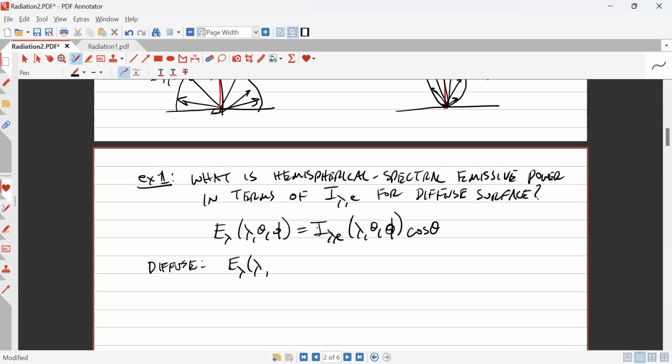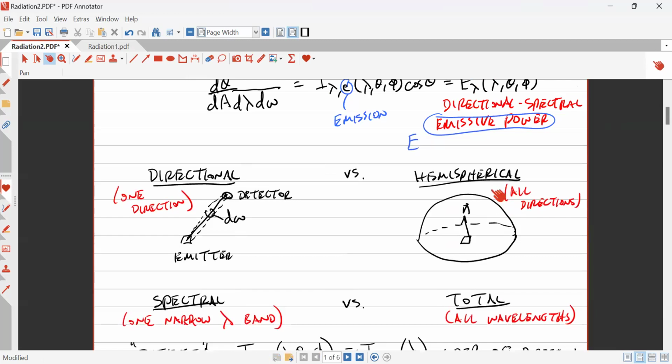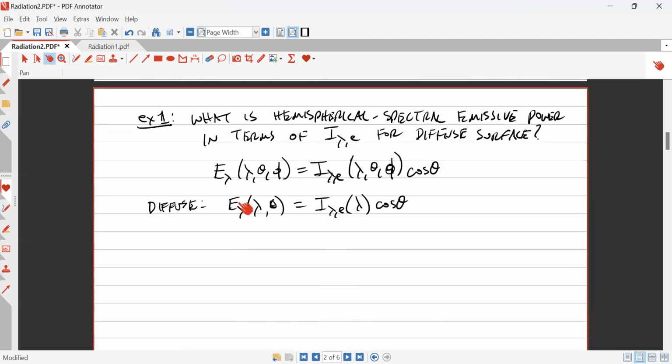Since the right-hand side only depends on lambda, we see a theta here, but we don't see a phi. We can actually simplify the left-hand side too as being only a function of lambda and theta, because I sub lambda,e only depends on lambda, and then we have the cosine theta. Now, the other part is we're trying to find the hemispherical spectral emissive power. So what that means is we're trying to integrate over all directions. And the way we do that is we integrate over all solid angles for a hemisphere.